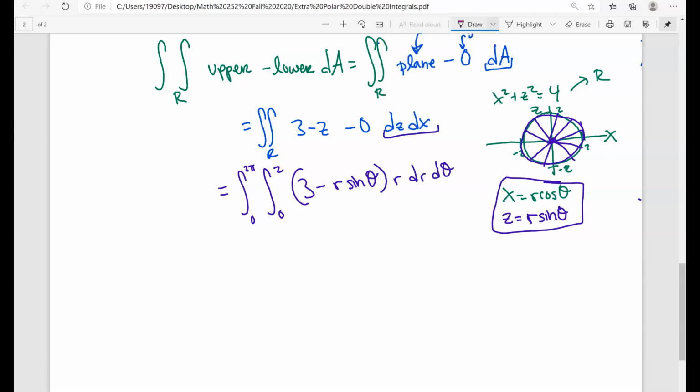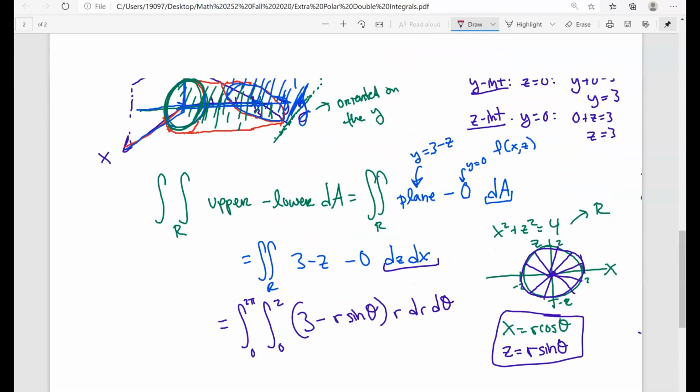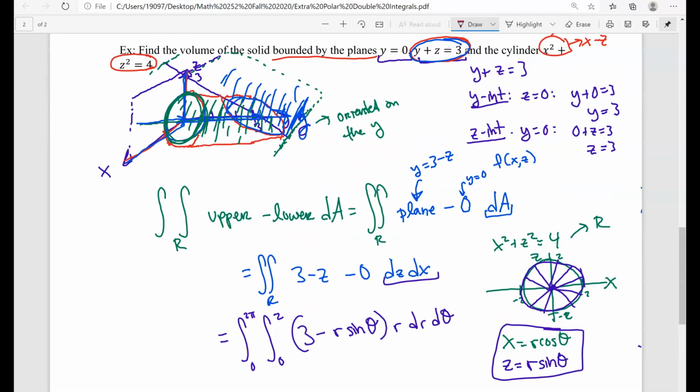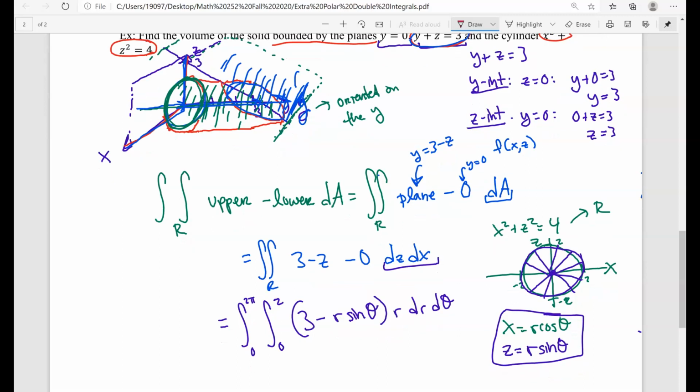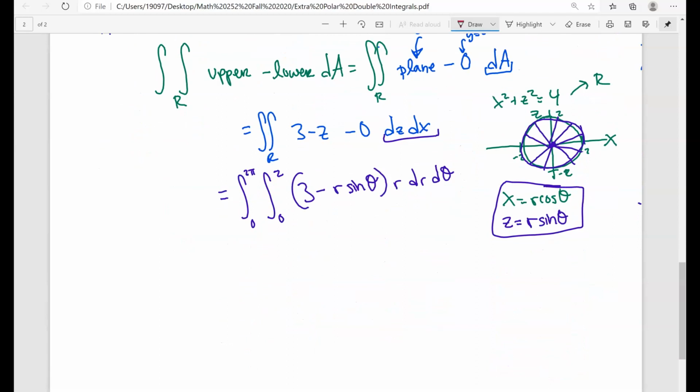So notice that the problem is exactly the same as the one that we did, but now everything is swapped. Now the volume itself is oriented on the y-axis. So now the whole volume is going to be in terms of y, or at least the inner function will be y equals something in terms of x and z. And the other two variables that weren't used are going to be what our region is. Okay? So let's distribute this r.